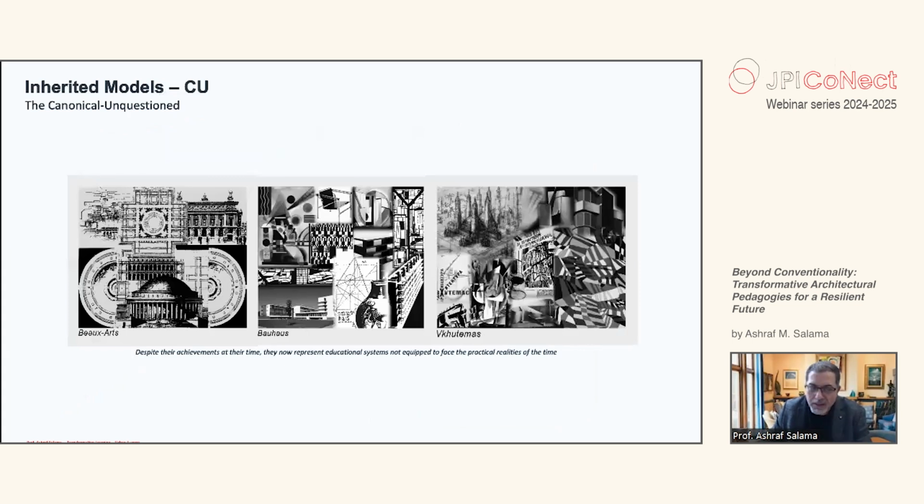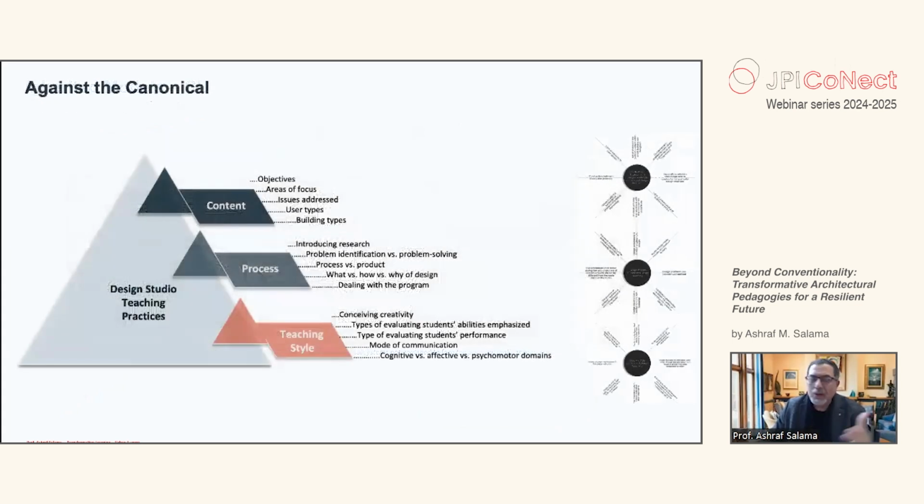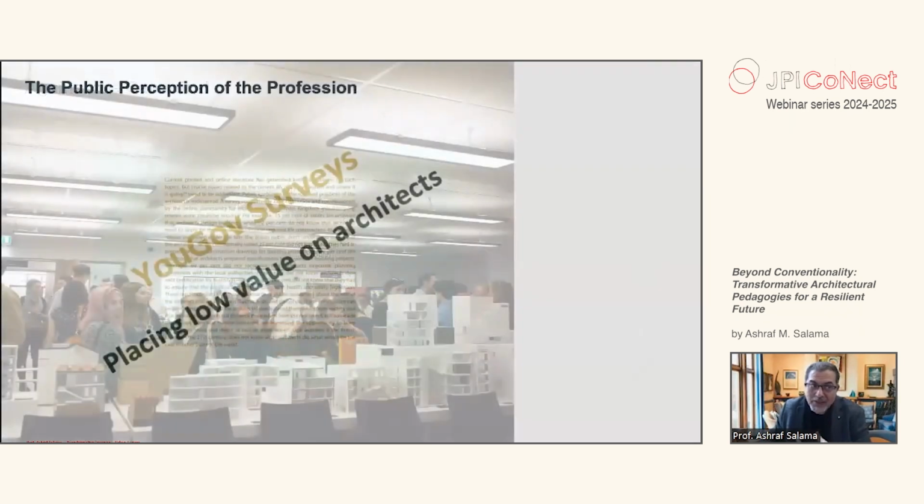We can see these are the three traditional models. I'll go a bit quicker. Then I looked at the analysis of traditional models, trying to structure the studio experiences in terms of content, process, and teaching style, and what the criticism has generated with respect to these areas, and then verified that criticism with a number of attitude surveys on how architecture educators see the academic practice and the design pedagogy.